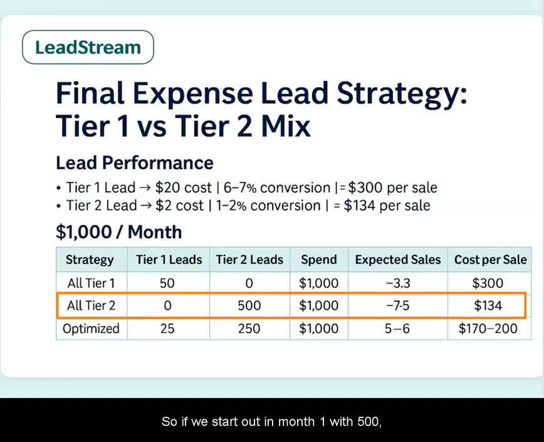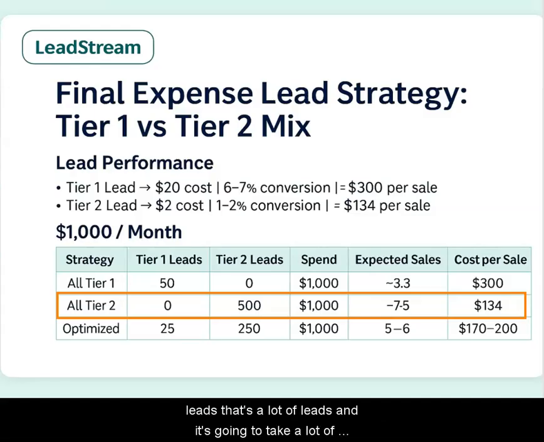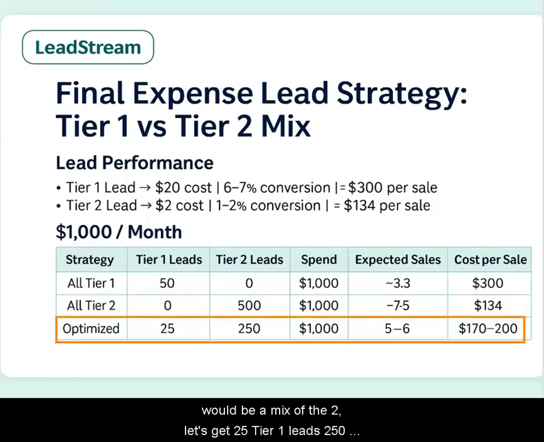So if we start out in month 1 with 500 leads, that's a lot of leads, and it's going to take a lot of dialing effort to get through there. So you're going to have to increase your dialing capability, your capacity to dial when you buy a lot of Tier 2 leads. So an optimized strategy would be a mix of the two. Let's get 25 Tier 1 leads, 250 Tier 2 leads, spend the same $1,000. We'll write applications, 5 to 6 of them, and our cost per sale will be $170 to $200. So it's a compromise between the two. We won't have to work as hard as we would with Tier 2, and we'll get better results than if we have Tier 1 alone.